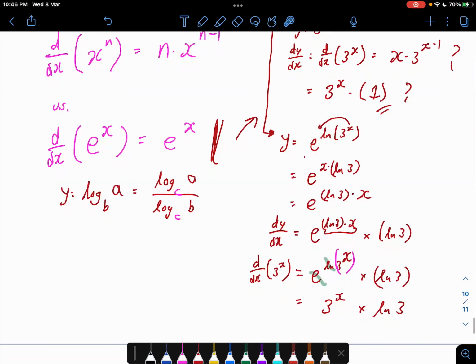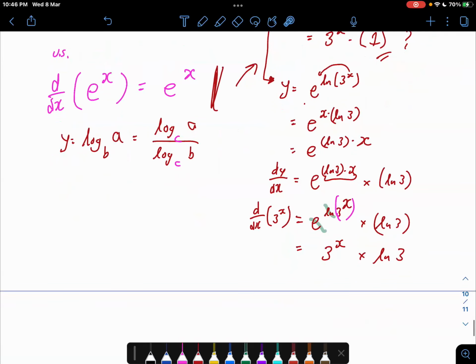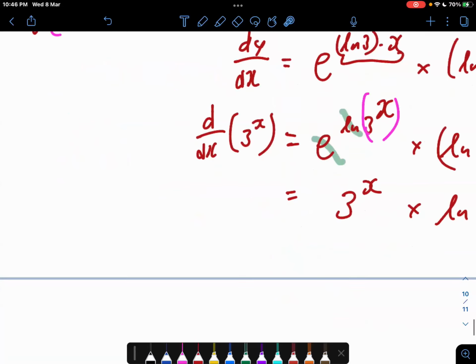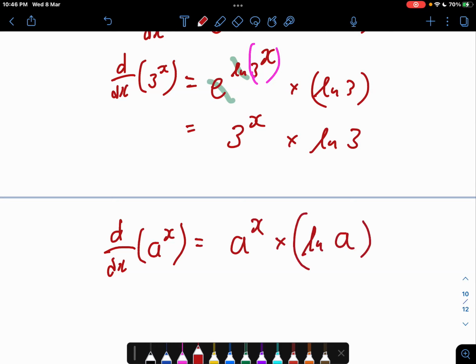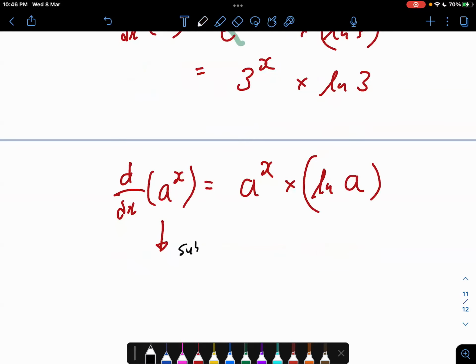Let's generalize this. So d by dx of a power x, you can go and work it out on your own. It will just be a power x times ln of a. This is not in your syllabus, it is H2 Max. When we change the base from e to a different constant, let's say a in general, you have to have an extra ln a. So if I just use this formula, A equals the constant e, 2.71828.